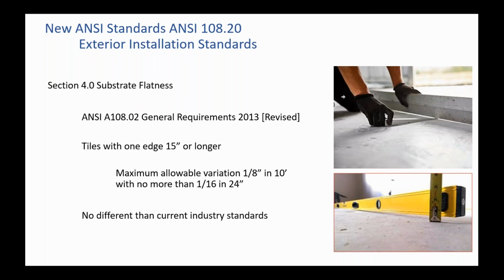Substrate flatness. Substrate flatness, or the substrate tolerances, if you might, are the exact same as for all tile. But just to cover it, when tiles are with one edge 15 inches or longer, the maximum allowable variation is 1/8 of an inch in 10 feet when measured with a straight edge, and no more than 1/16 of an inch in 24 inches. Again, this is no different than the other industry standards for tile installation, but we really wanted to stress it for gauge porcelain tile because they're large panels, it has to be flat.